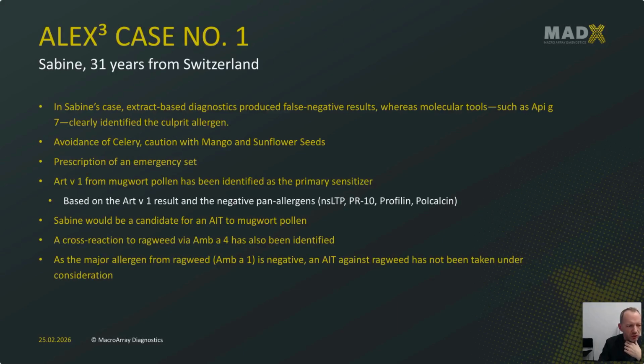And as she showed sensitization to RV1, which is a major mugwort pollen allergen, she would actually be a candidate for an immunotherapeutic approach using mugwort pollen. However, as her major allergen from ragweed, BAR1, was negative, obviously immunotherapeutic intervention for ragweed wouldn't particularly be beneficial in this case, and she's been advised not to go down that route.